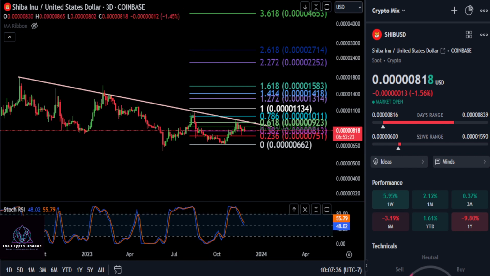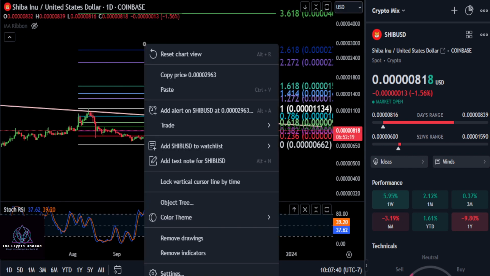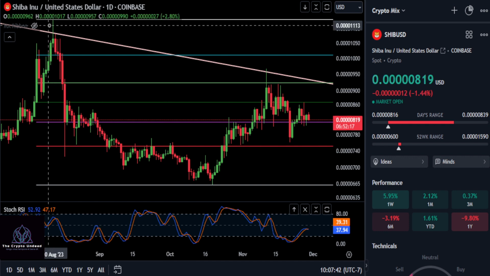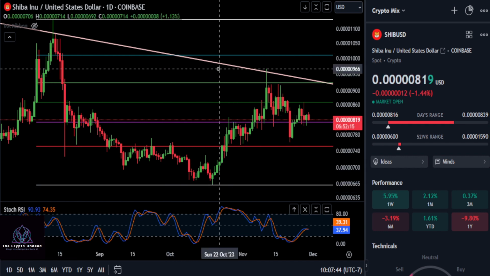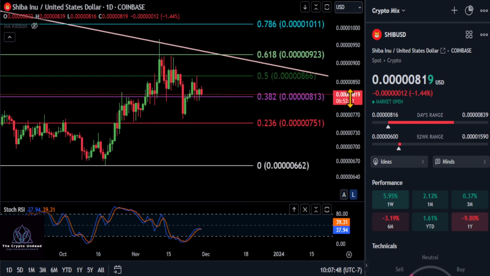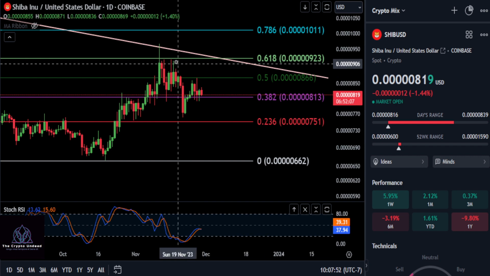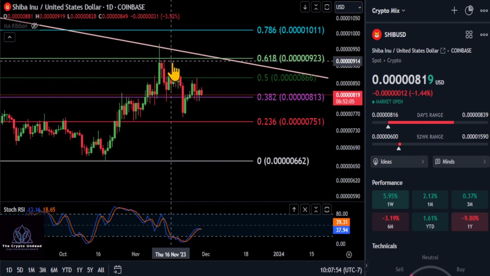Looking over at the daily chart now, we're going to look at the most recent price action from the high to the low here. You can see the price of Shiba smacked right into your 618 for pretty much a little double top action here at that 9.2 area. Didn't quite get there on a couple of these wicks.